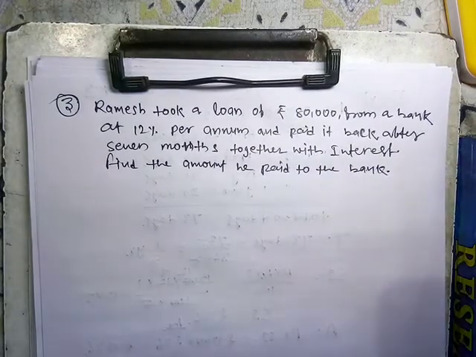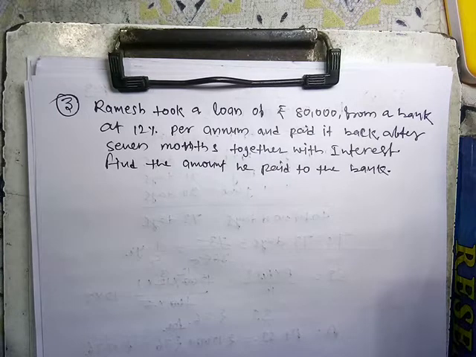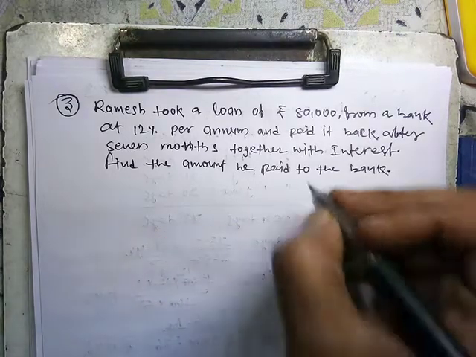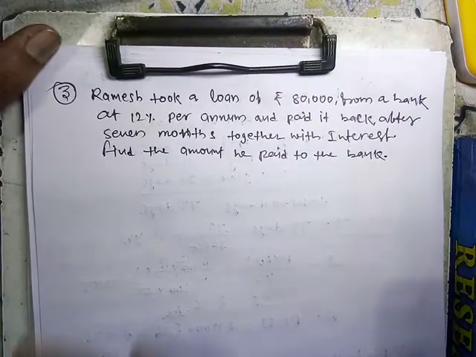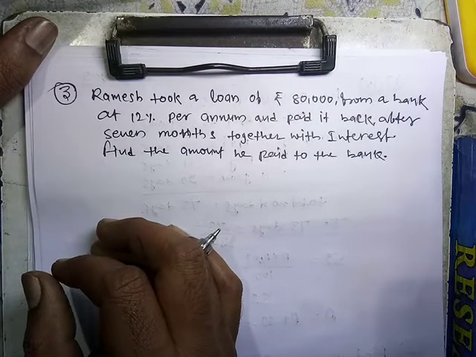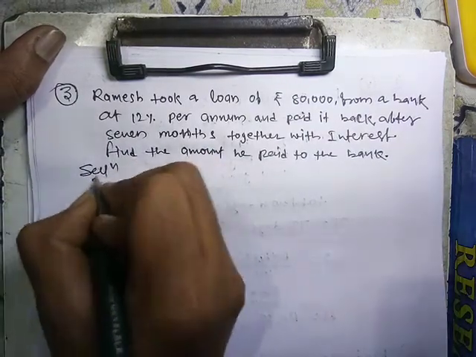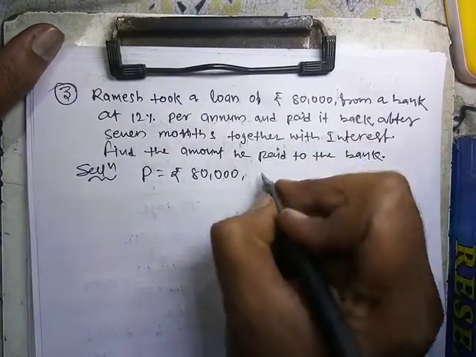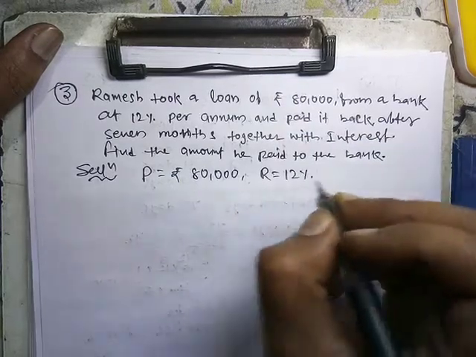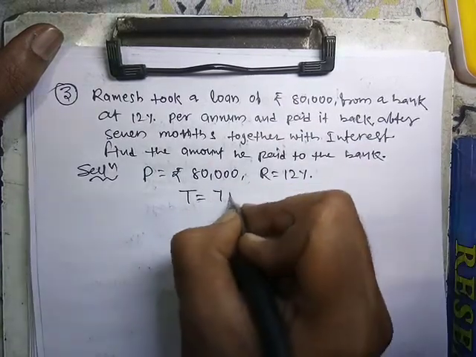Here the question is: Ramesh took a loan of rupees 80,000 from a bank at 12% per annum and paid it back after 7 months. Together with interest, you have to find the amount he paid to the bank. For it, first you have to find simple interest, then you have to find the amount. Solution. Here principal is rupees 80,000, rate of interest is 12% and time is 7 months.